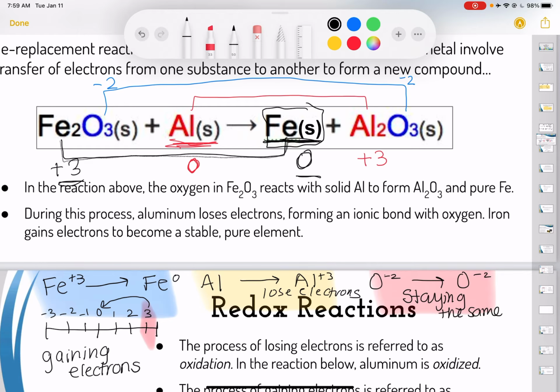So that's all you really have to do in these questions. Well, it looks like a lot, actually. I guess it just looks like a mess. But basically, you're going to look at each of the elements, figure out what is happening to their charge, and then you can decide which one's losing, gaining, and staying the same, okay?